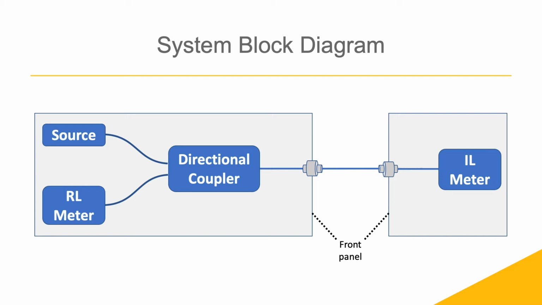This is the block diagram of a typical benchtop insertion loss return loss meter. A source sends a signal through a directional coupler out the front panel. Reflections travel back through the directional coupler and into the return loss meter. A separate optical power meter, also found on the front panel, is used for insertion loss measurements.